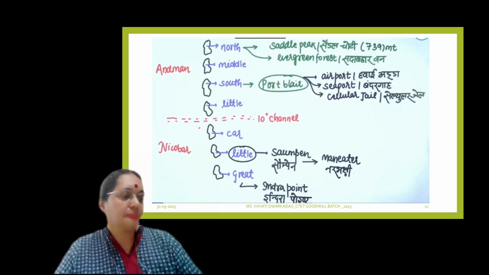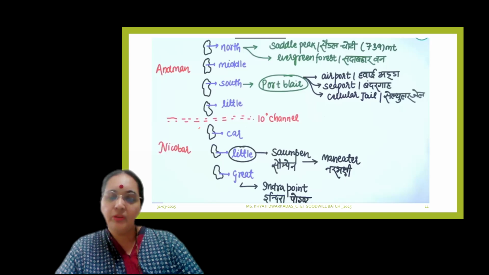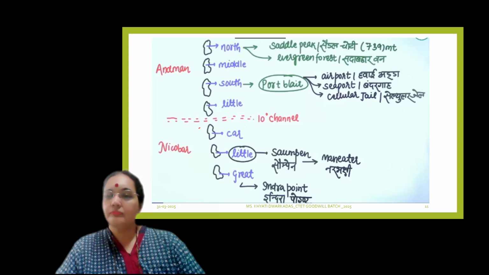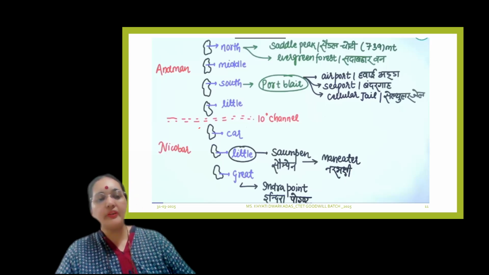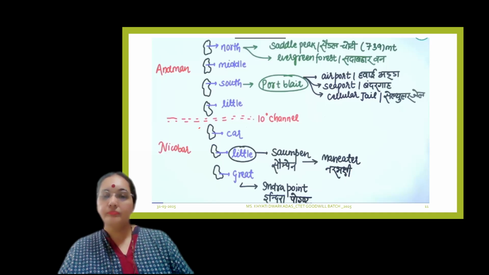To the north of the Andaman Islands, you're able to see Saddle Peak, which is at 739 meters. And you're also able to see evergreen forests or Sadabahar Van. Moving forward.